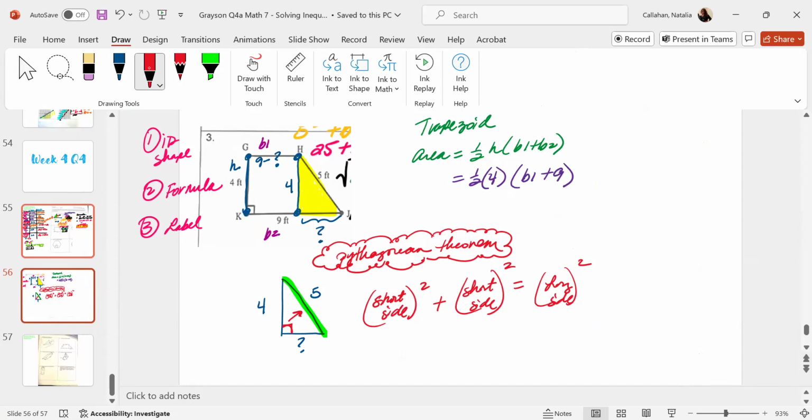Yeah. Okay. So what is 4 going to be? That's a short side, right? So 4 squared plus question mark squared equals 5 squared. It doesn't matter if you put 4 squared plus question mark squared or question mark squared plus 4 squared. It's the same thing. They're both short sides. Solve for the question mark. Go.